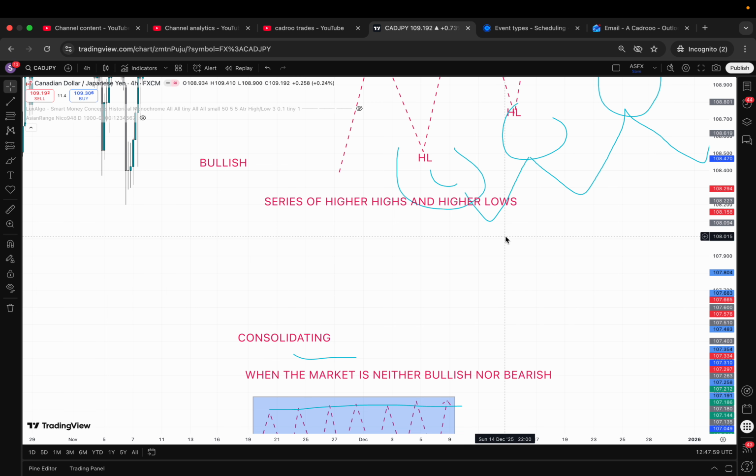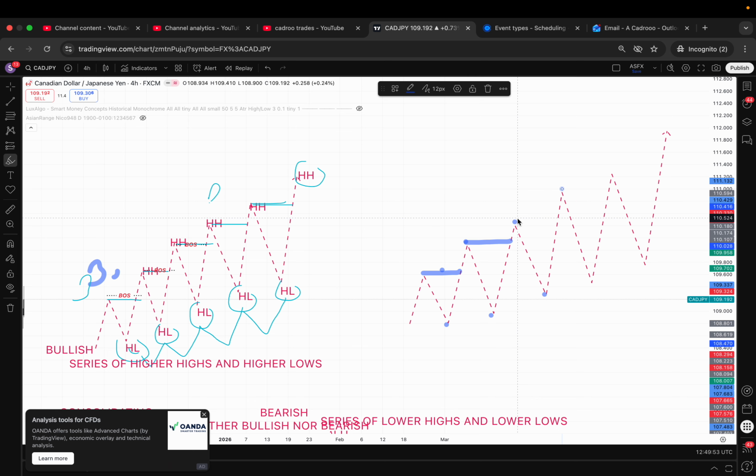Why? Because price broke above this previous high, which is called a break of structure. This is a higher low, this is a higher high. Why? Because price broke above this previous high, which is called a break of structure. This is a higher low, this is a higher high. Why? Because price broke above this previous high, which is called a break of structure. This is a higher low and a higher high. Why? Because price broke above this previous high. This is a higher low and a higher high. Why? Because price broke above this previous high. This is in a bullish market.